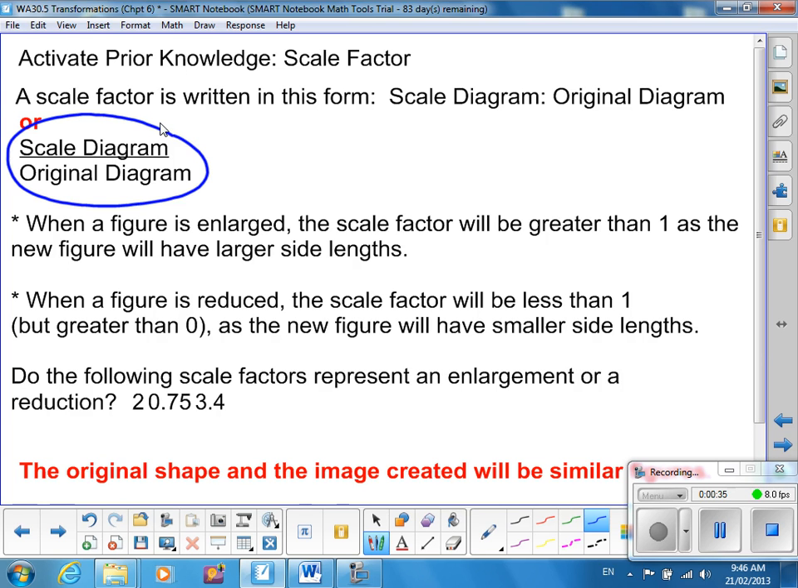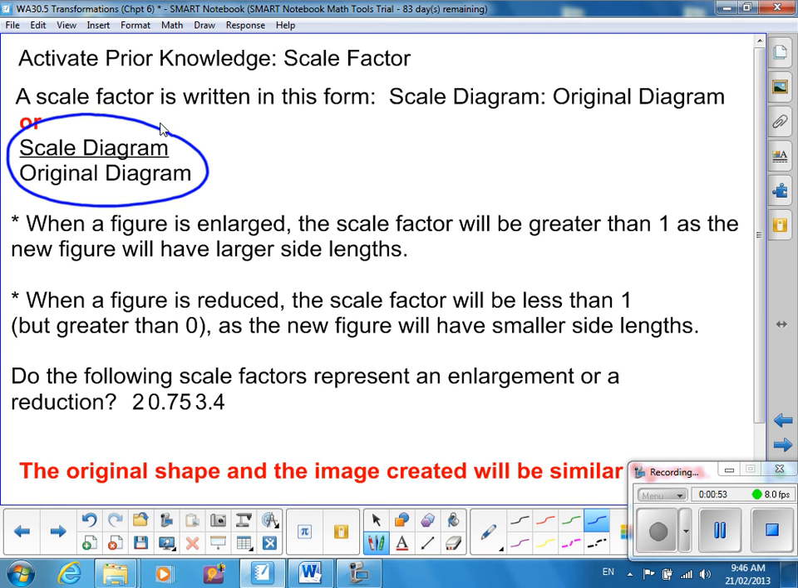When a figure is enlarged, the scale factor will be greater than 1. The new figure will have larger side lengths. When a figure is reduced, the scale factor will be less than 1, but it will have to be bigger than 0. We won't have a negative scale factor, and so the new figure will have smaller lengths.